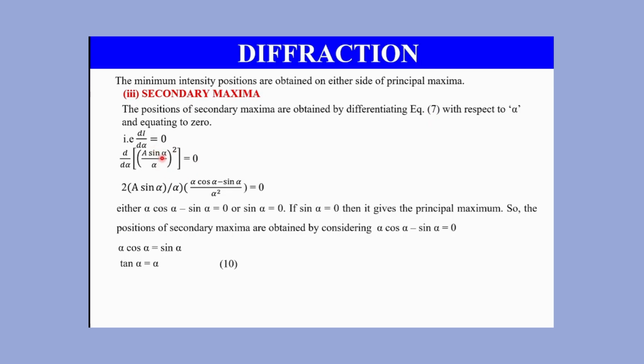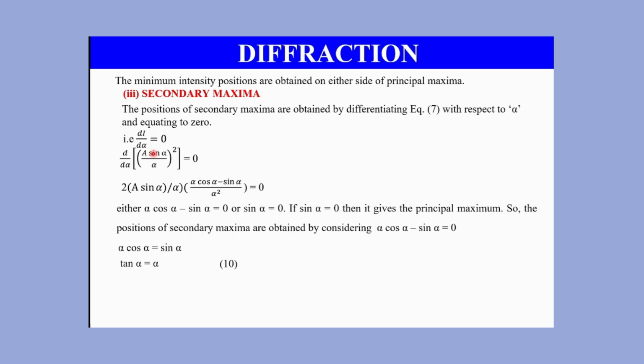This equation can be simplified, it is in the form of x square. The derivative of x square is equal to 2 into x. Therefore, 2 into, in the place of x we write A sin alpha by alpha, into, in the place of this x again we have to differentiate by using the method of u by v whole dash.